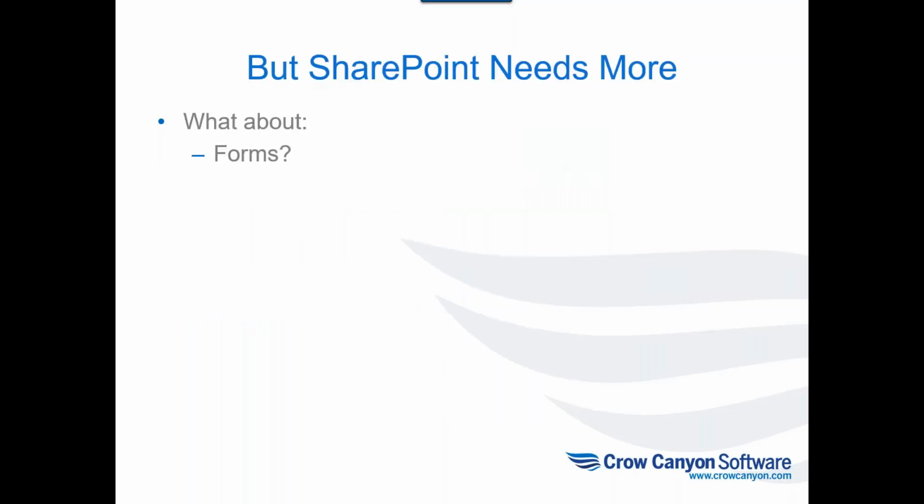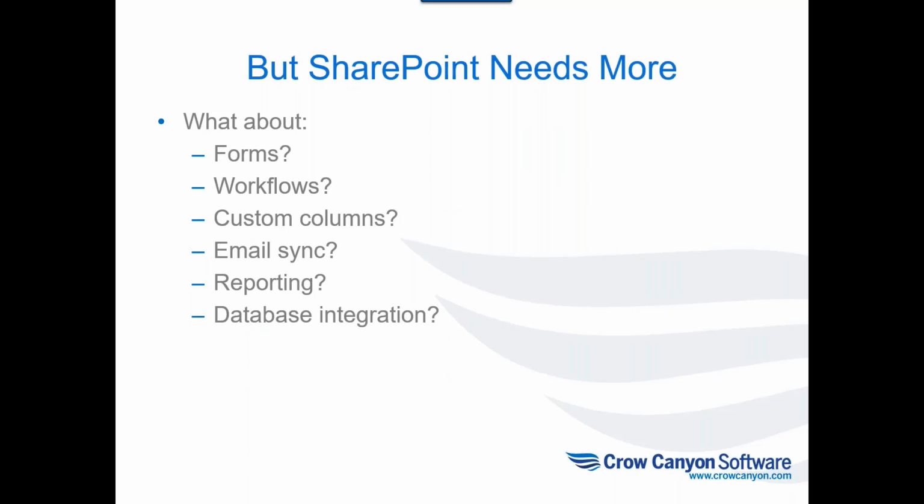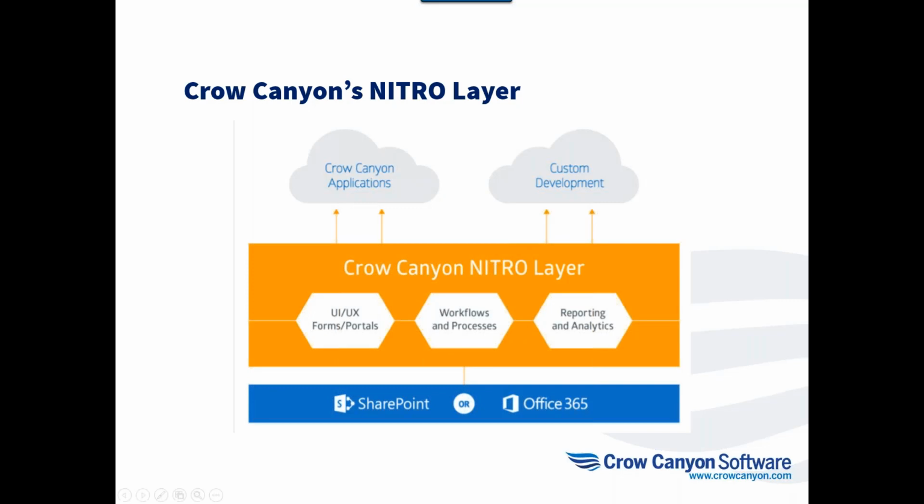So we moved into creating a layer on top that we used in our applications. This provided us with forms, workflows, custom columns, email sync, reporting, database integration, things that are really critical to making SharePoint and Office 365 into business application platforms. So as we built these applications, we found we needed these parts. Then over time, we found that we had actually developed a whole layer on top of SharePoint, and we call that the Nitro Layer, and this is what evolved into the Nitro Studio.